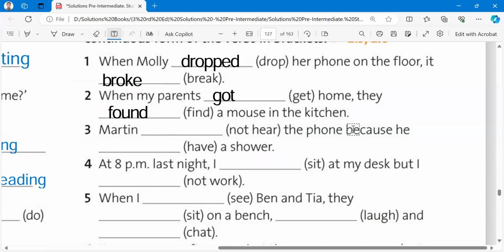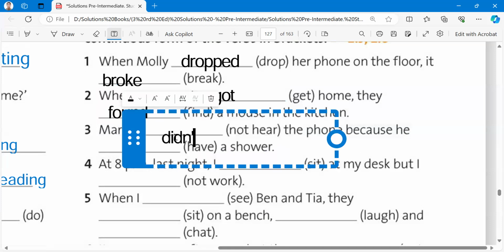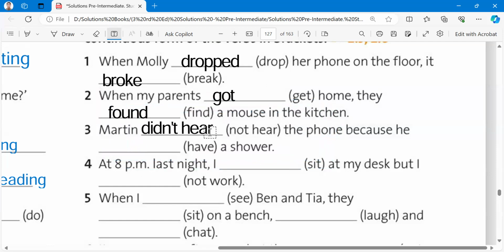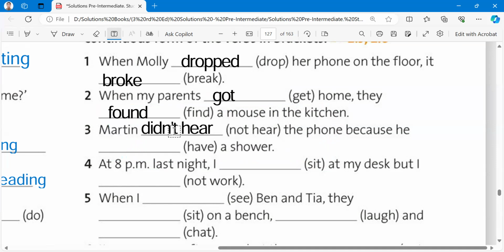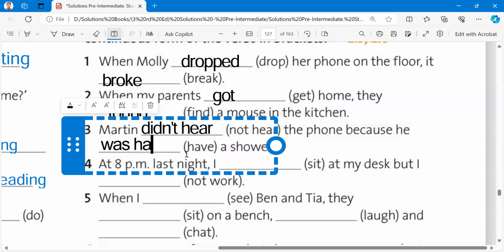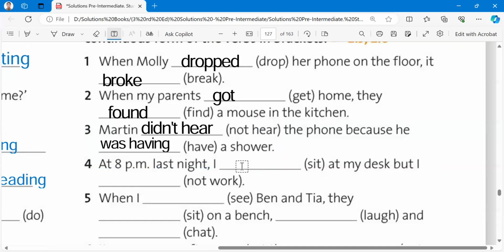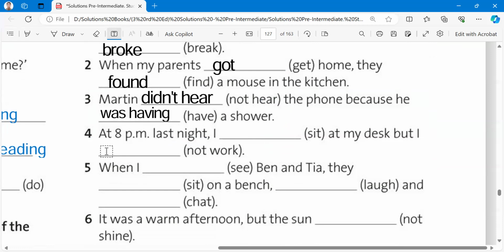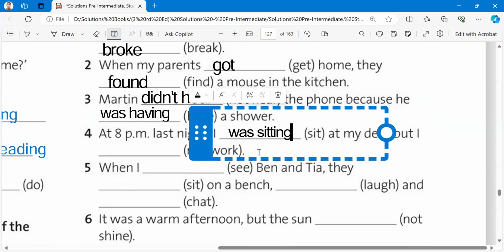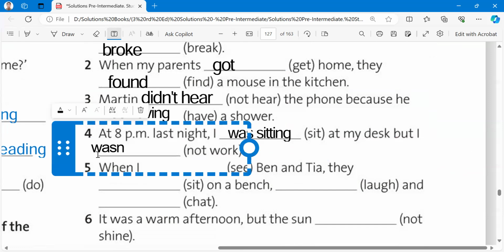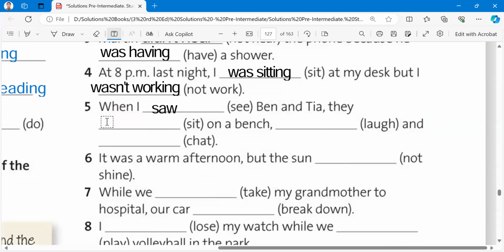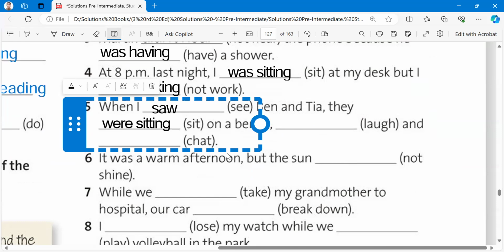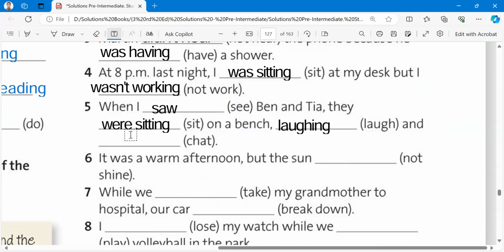And Martin didn't hear the phone because he didn't hear. And we cannot use, for example, "wasn't hearing", because it is a stative verb, you cannot use it in an action form. The phone because he was having... it was in the process. At 8 p.m. last night, again, as you can see here, we have a certain time. So I was sitting at my desk, but I wasn't working. When I saw Ben and Tia, they were sitting, was in the process, right? On a beach, laughing and chatting.